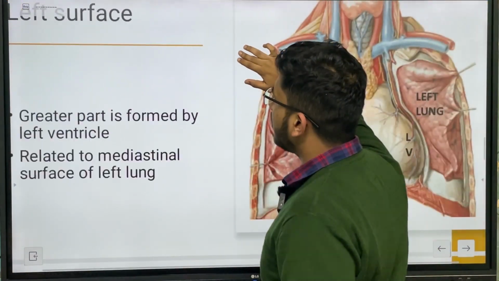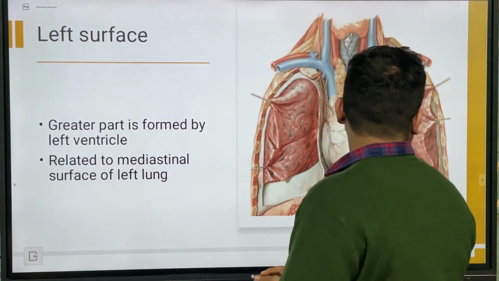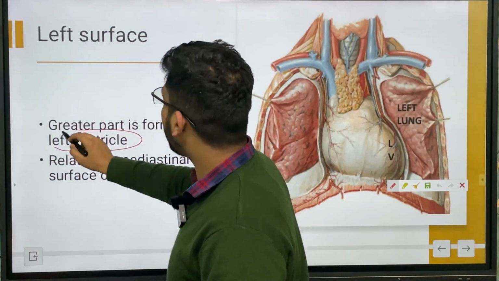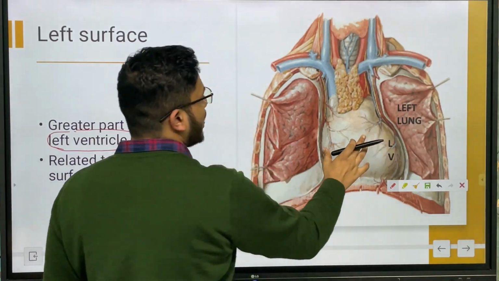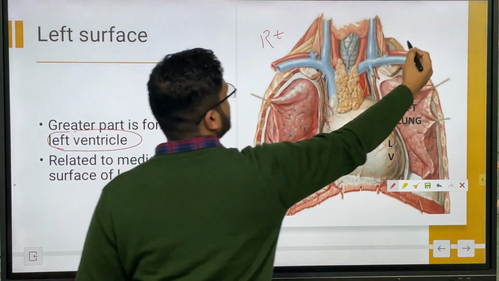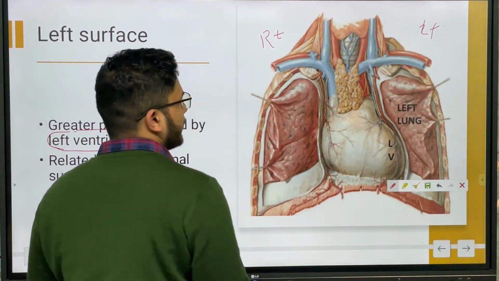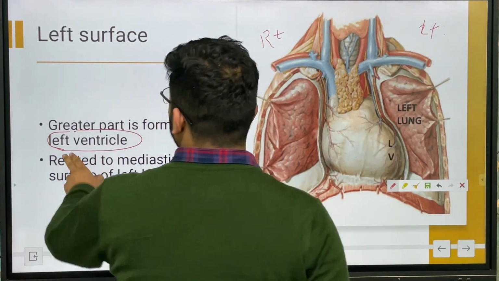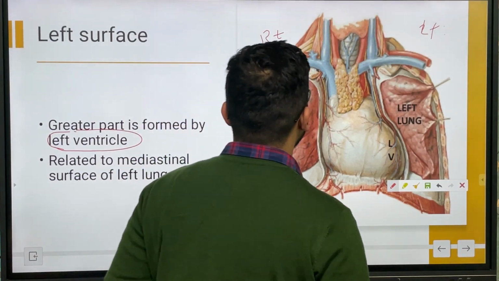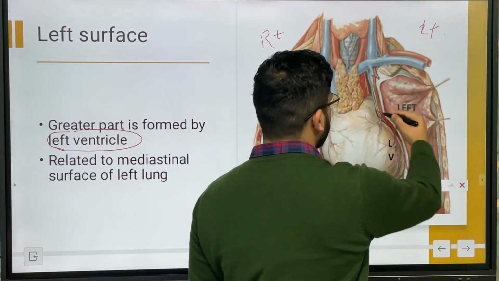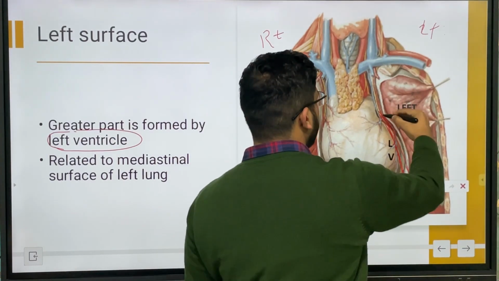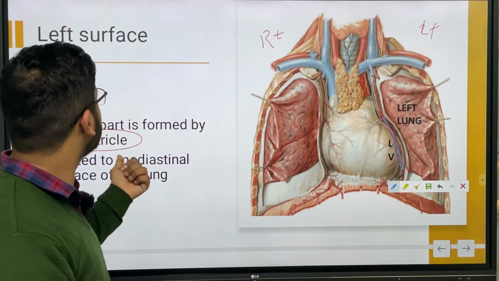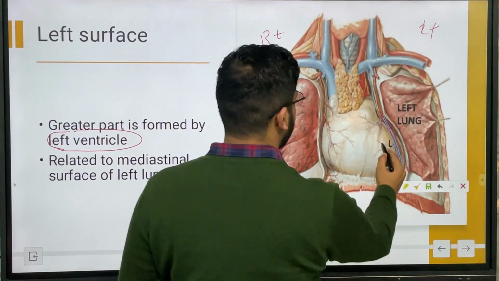The next surface is your left surface. Here you can see that the greater part of the left surface is formed by the left ventricle. This is your heart, this is your right side, this is your left side, this is your left lung, as you can see, and this is your left ventricle. So the left surface, greater part is formed by your left ventricle.